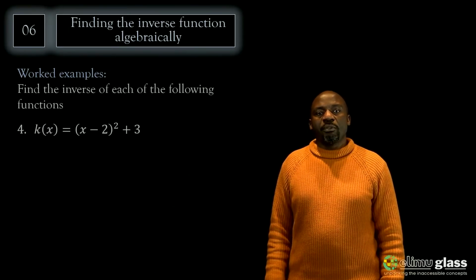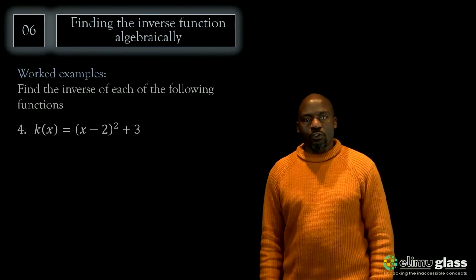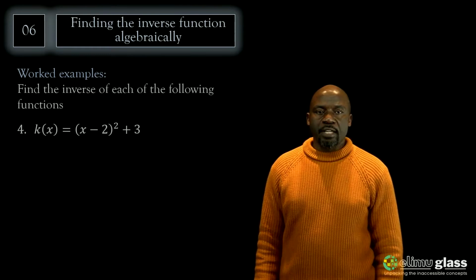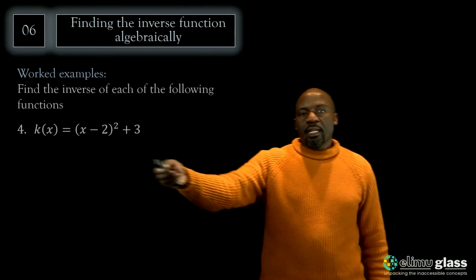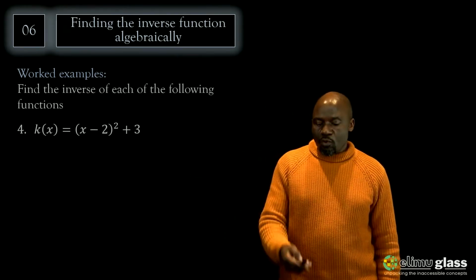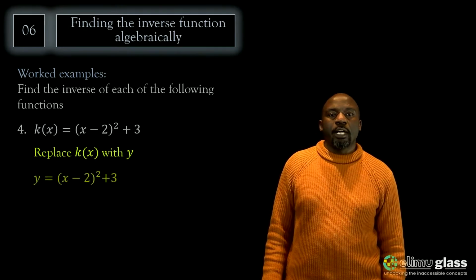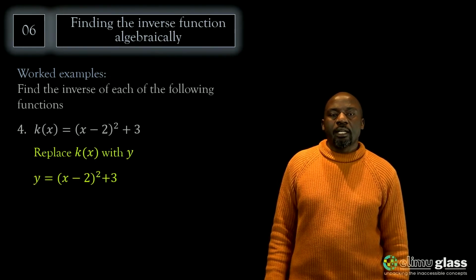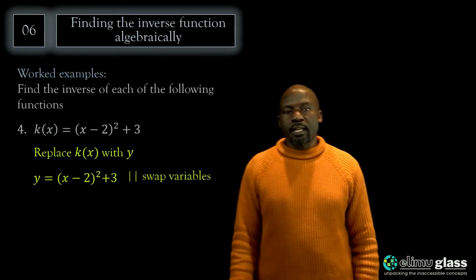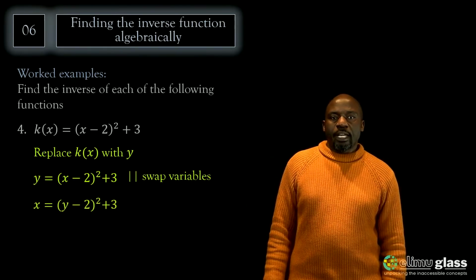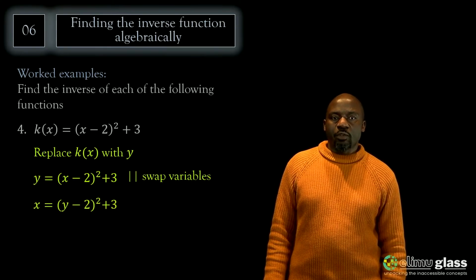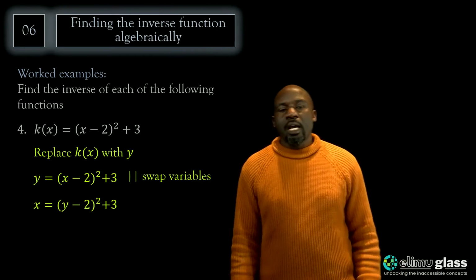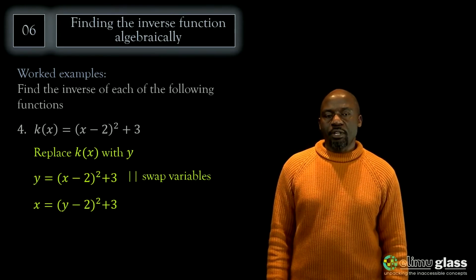Question number 4, this is a quadratic in vertex form. So once again, replace k of x with y. All right, we have y is that. Then swap the variables just like before. We get x equals in brackets y minus 2 squared plus 3. Our job is now to make y the subject of the formula.